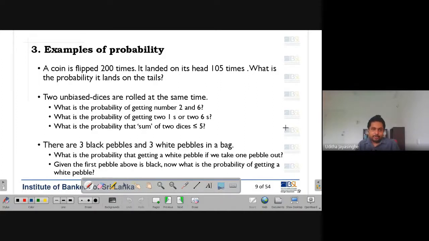All right. A few examples for you to try on your own. A coin is flipped 200 times. It landed on its head 105 times. What is the probability that it lands on the tail? Shall we do this exercise? I want you to try. We have sufficient time today. It's very, very easy.